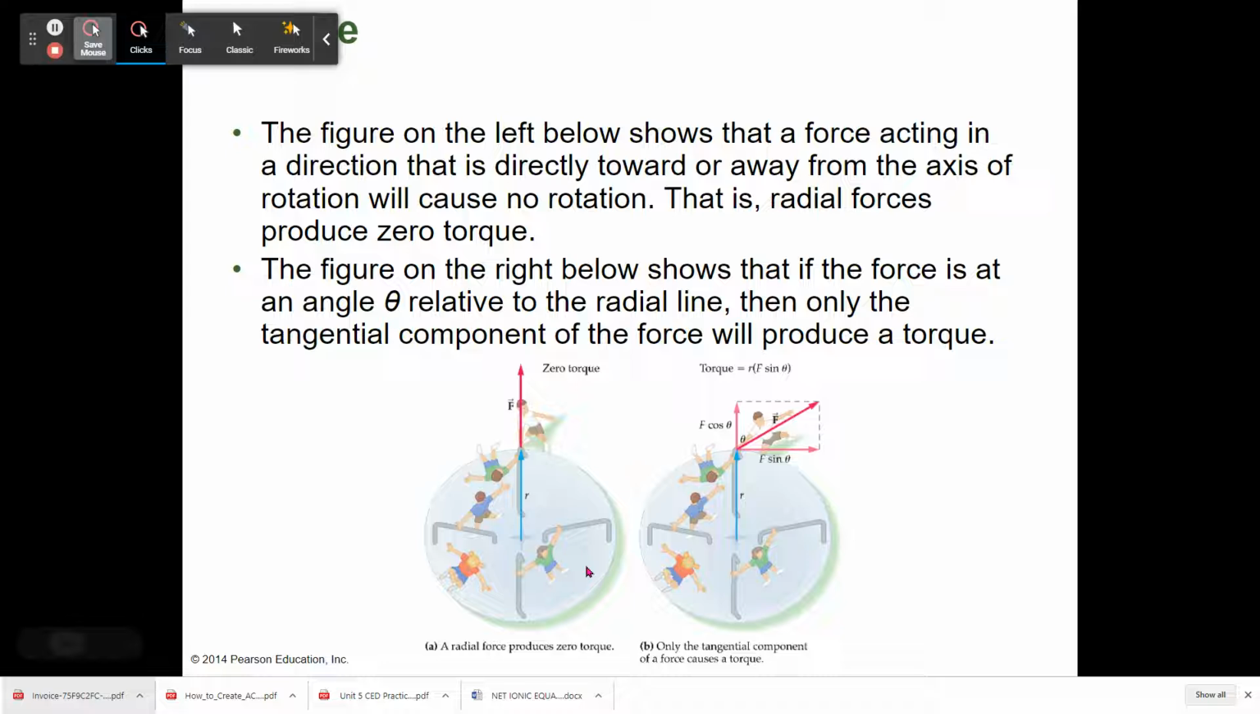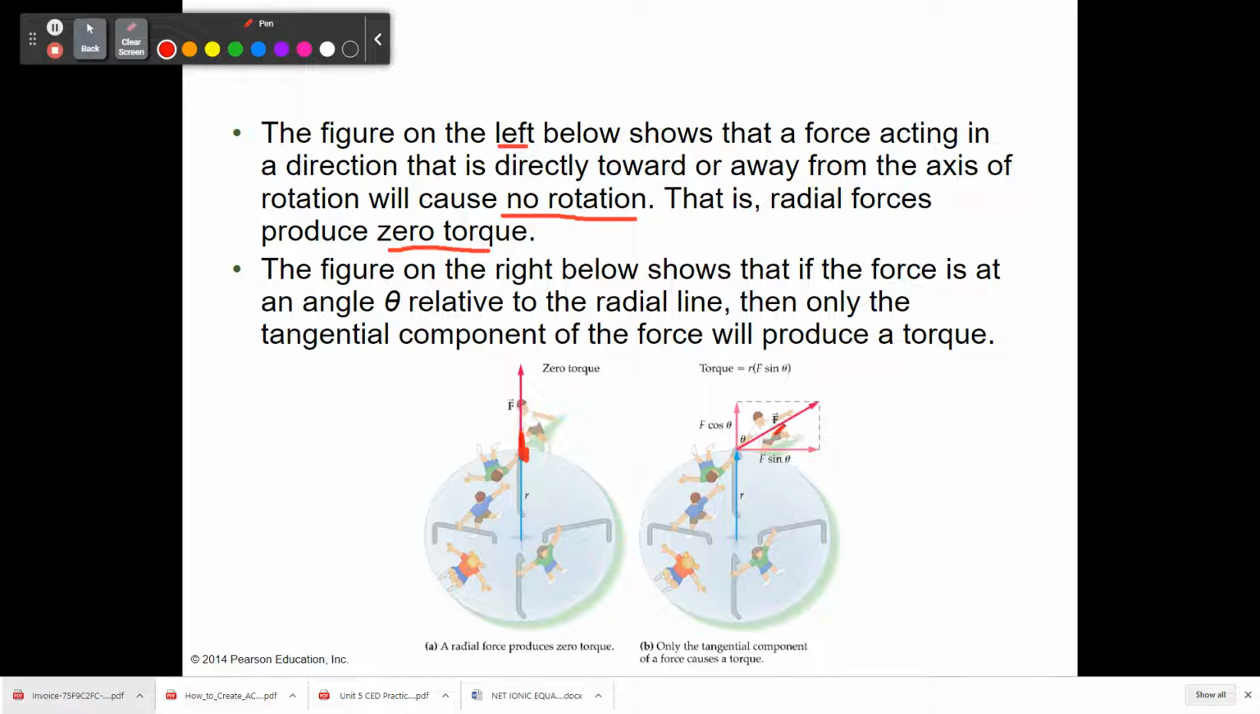All right, so you can look at these two figures here below. We have the one on the left. This shows that a force acting in a direction that is directly toward or away from the axis of rotation causes no rotation. So if we're applying this force directly on the axis of rotation, then that does not cause any torque. If this guy is just pulling on the handle of the merry-go-round, then the merry-go-round's not going to go anywhere. There's no rotation there.